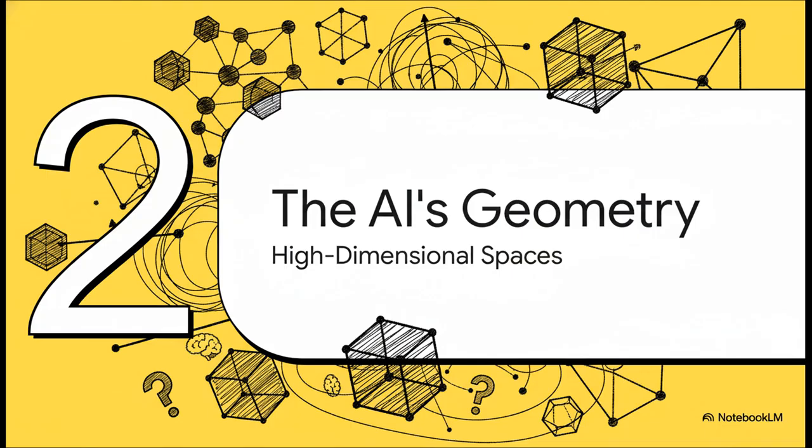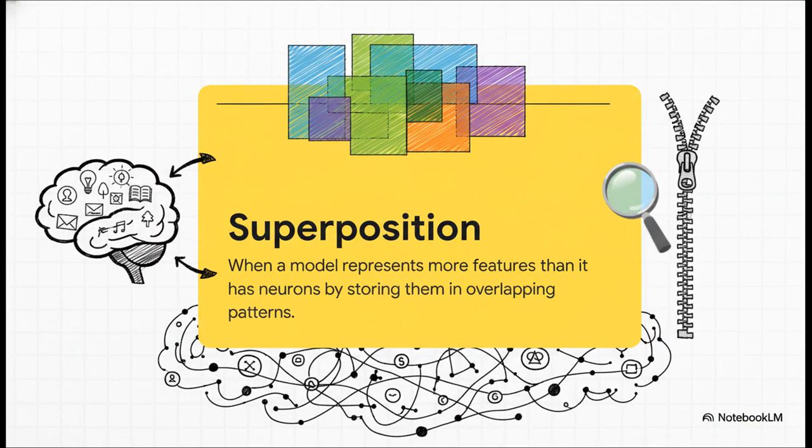So why is this so hard in the first place? Why can't we just look inside? Well, the answer is kind of weird, and it has to do with the strange geometry of how an AI actually thinks. The big challenge here is a bizarre phenomenon called superposition.